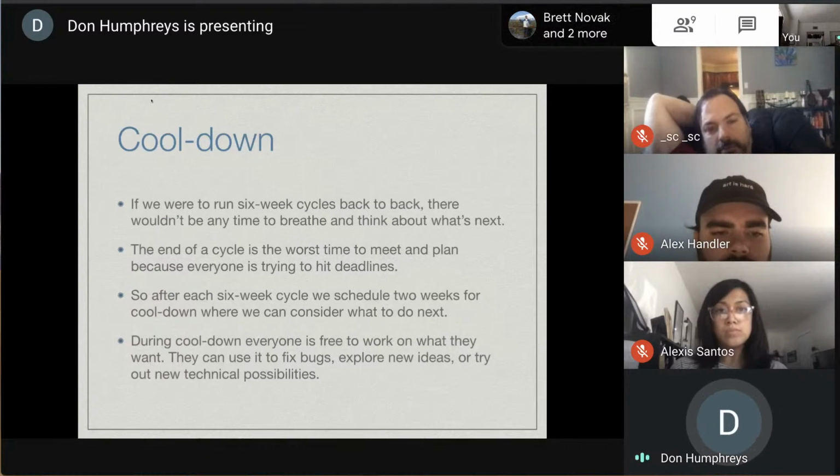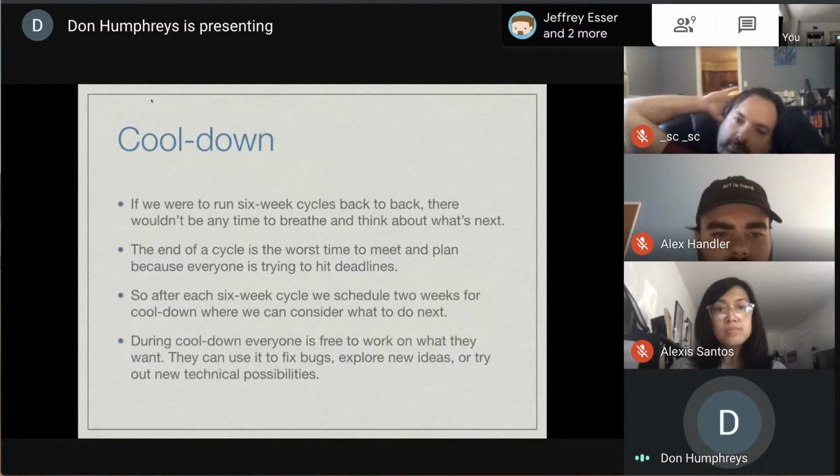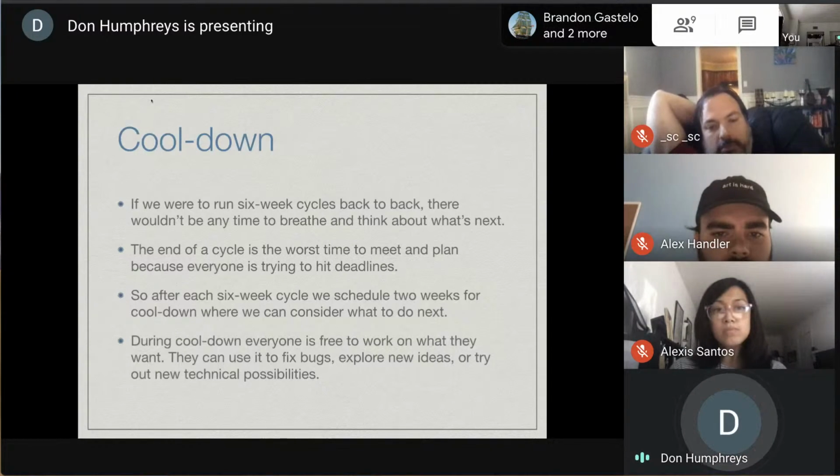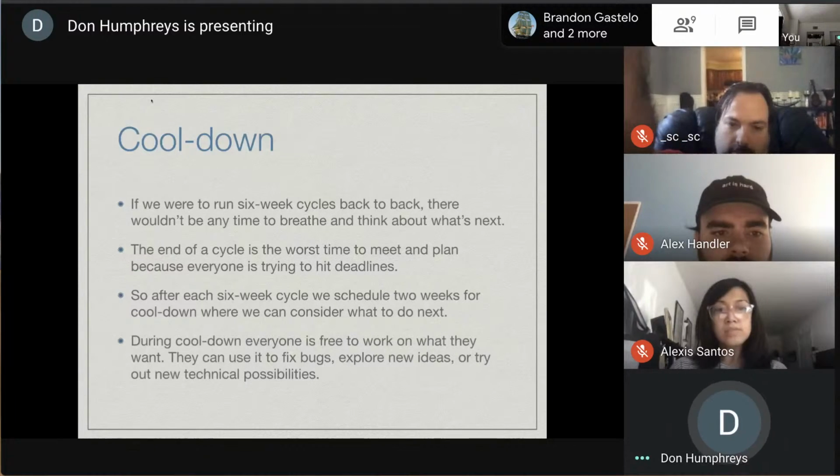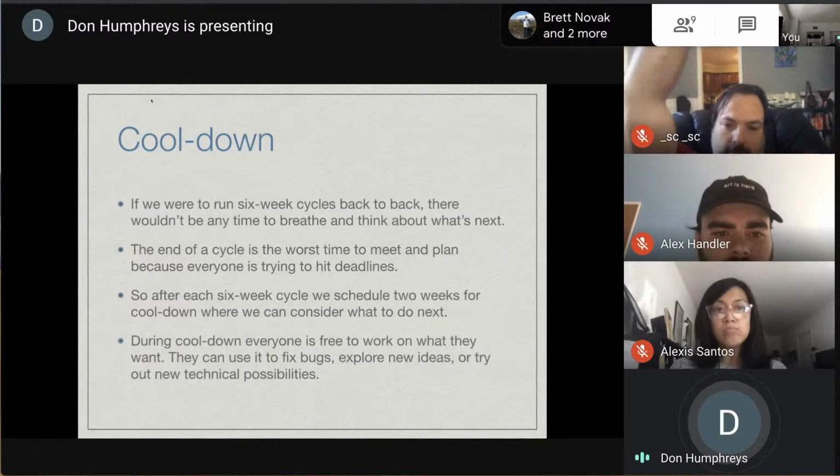But if you're running for 6 weeks back to back, and then another 6 weeks, there wouldn't be any time to breathe and think about what's next. Where would you get your pitches from? The end of a cycle is also the worst time to meet and plan because everyone's trying to hit their deadlines. So at the end of each 6-week cycle, they schedule 2 weeks for a cooldown where they can consider what to do next. During those cooldowns, everyone's free to work on whatever they want. People can spend their time fixing bugs, exploring new ideas, or trying out new technical possibilities.